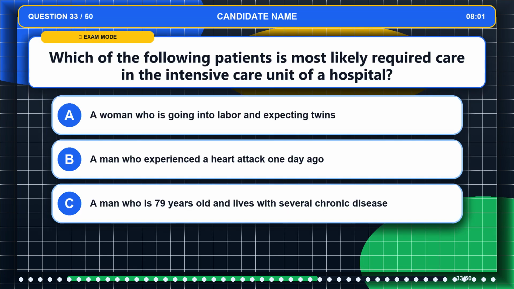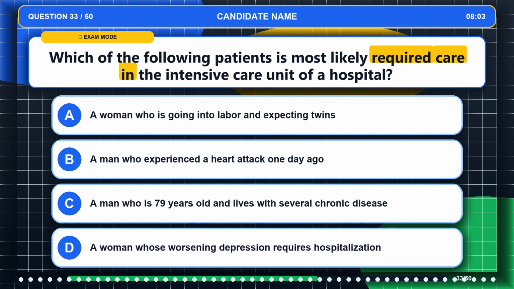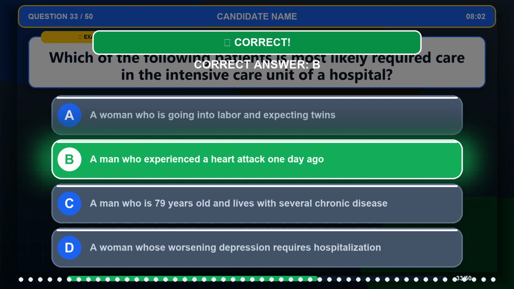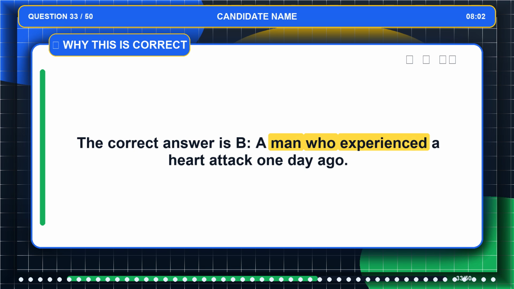Question 33. Which of the following patients is most likely to require care in the intensive care unit of a hospital? Option A, a woman who is going into labor and expecting twins. Option B, a man who experienced a heart attack one day ago. Option C, a man who is 79 years old and lives with several chronic diseases. Option D, a woman whose worsening depression requires hospitalization. The correct answer is option B. A man who experienced a heart attack one day ago.